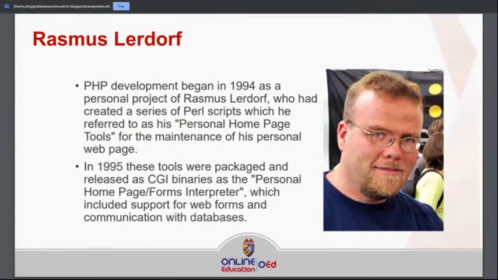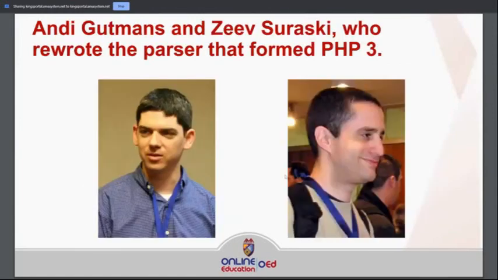As you can see, guys, he began developing the PHP programming language in 1994 as just a personal homepage project to maintain his own web page. Later on, after the creation of PHP, these two guys, Andy Gutmans and Zeev Suraski, rewrote PHP 3. This is the next version of the original PHP programming language.